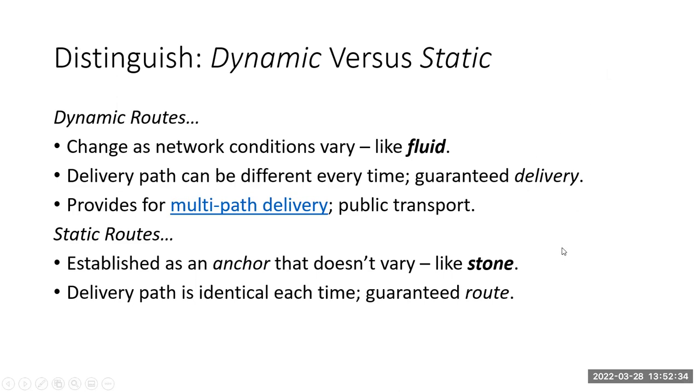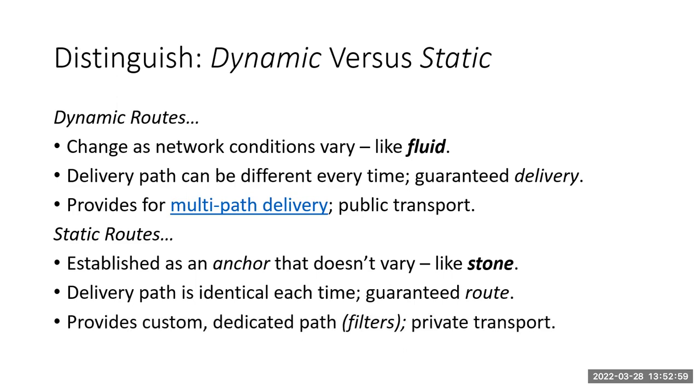It's no accident that one of the largest and most prominent manufacturers of industrial strength network firewalls is called Checkpoint. Because you create an identical path, it guarantees the route, the data flows by the firewall and through the firewall, and the Checkpoint firewall can say, hey, wait a minute, there's something malicious in here, okay? It provides a custom dedicated path for filters and private transport.